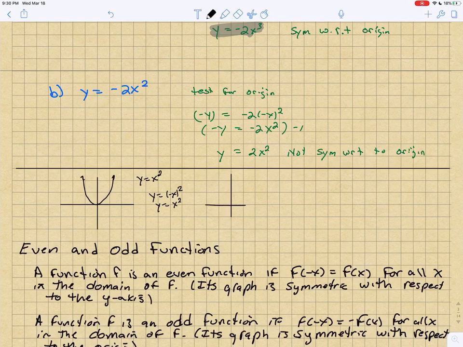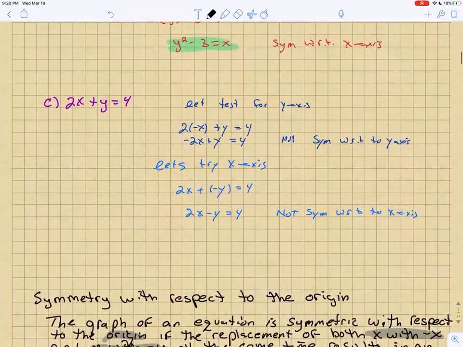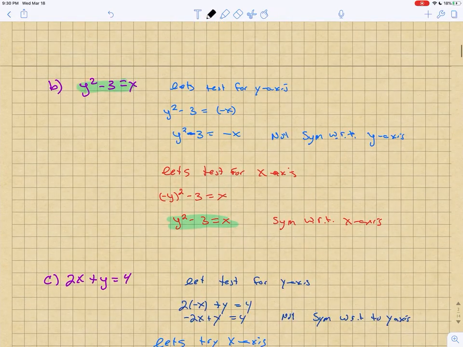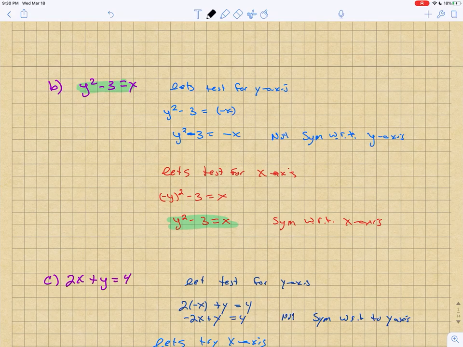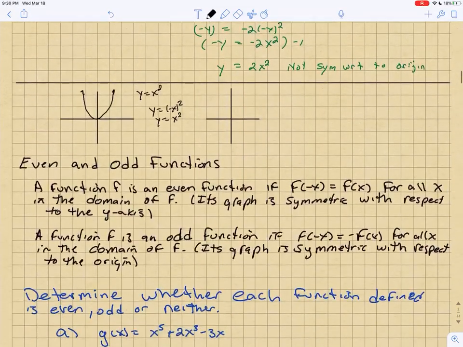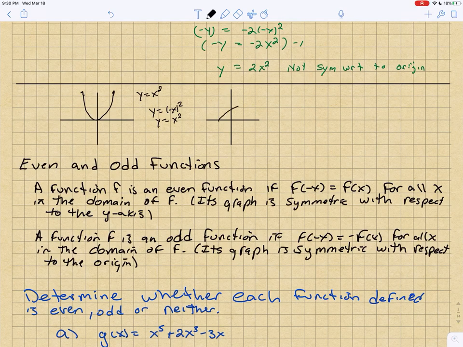If I look at this function, what did we have earlier for the x-axis? Oh, y squared minus 3. y squared minus 3 is equal to x. We proved that, and that's what that function looks like. And look, it's reflected. These points all up here have their counterparts below the x-axis. It looks like the x-axis is a mirror.